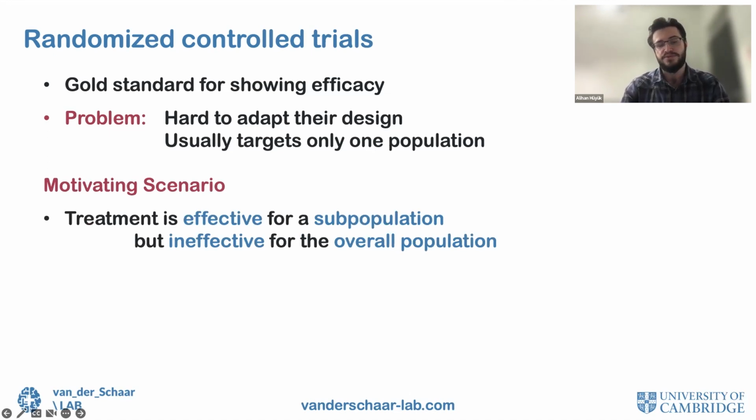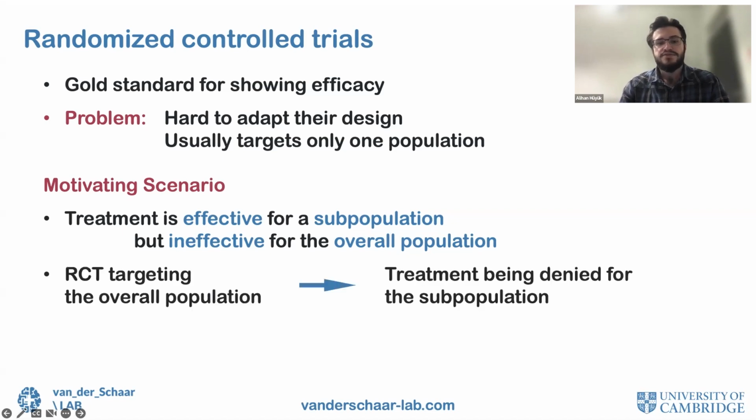Here's a motivating scenario for the problem that I'm going to describe. Suppose there's a treatment that is effective for a particular subpopulation within the whole patient population, but when you average effects over the entire population, the treatment turns out to be ineffective. Of course, without running a trial, we have no knowledge of this. So if we follow the standard approach and run a randomized controlled trial that targets the overall population, since the overall effect is negative, it is really likely that this trial will fail. As a result, the treatment would be denied to the subpopulation that it actually would have benefited. This is the kind of scenario that we want to avoid.